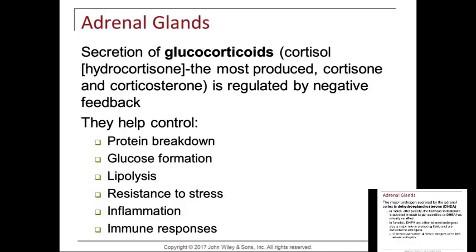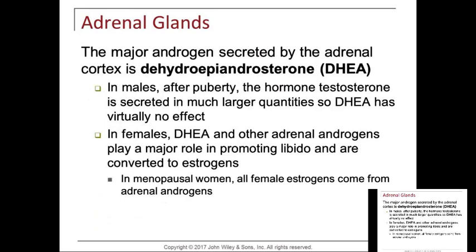The adrenal glands are also involved in making a major androgen, which is secreted by the adrenal cortex, and that's DHEA, dehydroepiandrosterone. Now, in males, after puberty, the hormone testosterone is secreted in much larger quantities, so DHEA is going to have very little effect. In females, DHEA and other adrenal androgens play a major role in promoting libido and are converted into estrogen. In menopausal women, all female estrogens come from adrenal androgens.